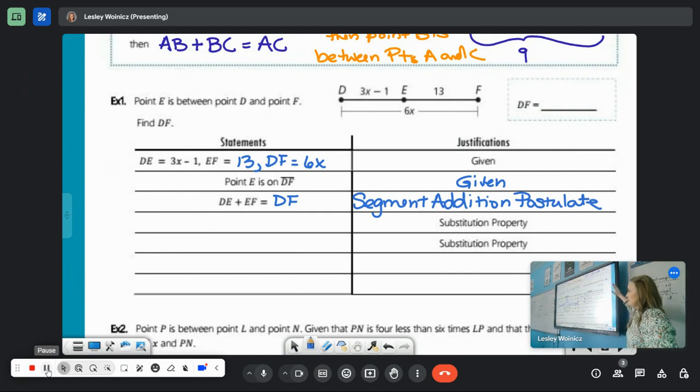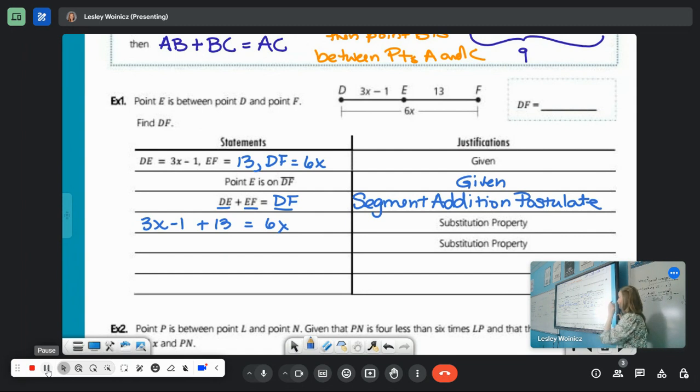Now that I've got that set up, I have expressions that I know for DE, EF, and DF. They're right here. So it's the substitution property that allows me to replace DE with 3x minus 1. So DE is 3x minus 1. Okay, I've got a plus right here. EF is just 13. And then bring down my equals. My DF is 6x. So it's my substitution property that allows me to substitute those expressions for DE, EF, and DF.